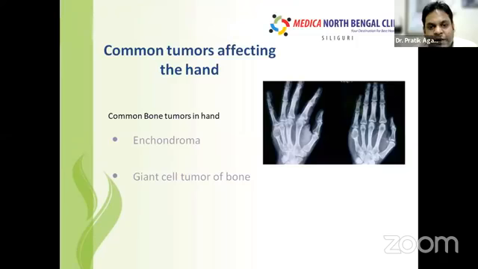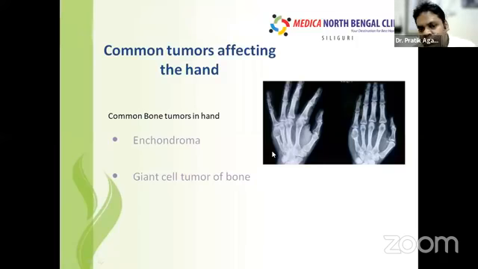The other tumors which can involve the bones of the hand are the enchondroma. It is a cartilaginous tumor. You can see in the picture, you can follow my cursor. This tumor here can involve this part of the bone. Yeah, so this is a tumor, but it is not an enchondroma, it is a giant cell tumor of the bone, which is the next one.